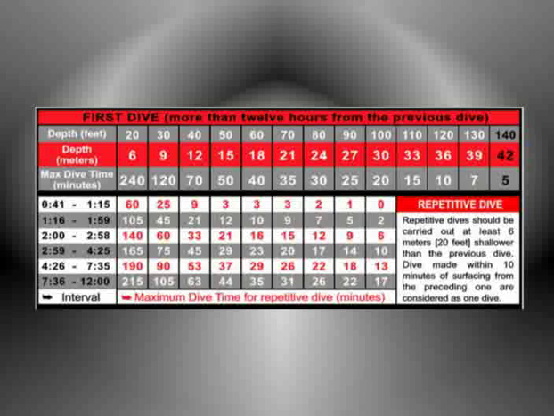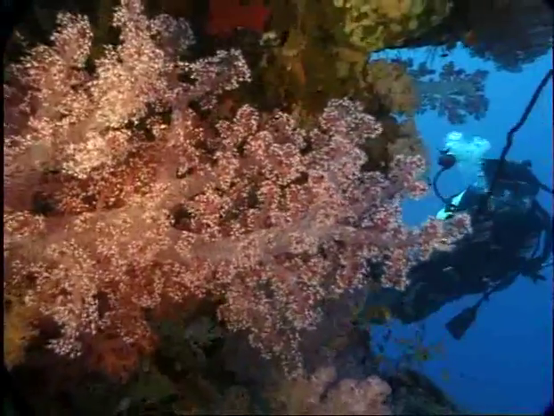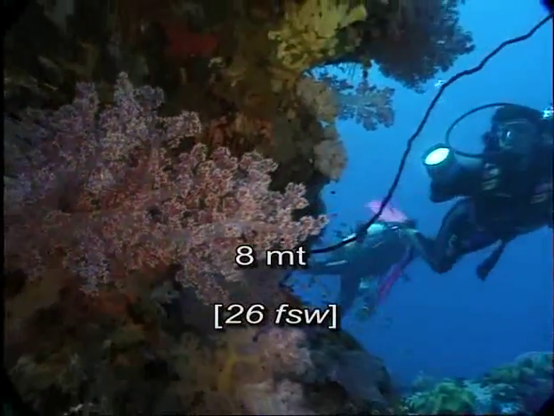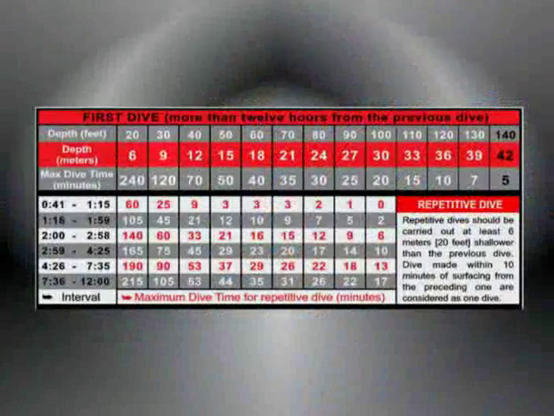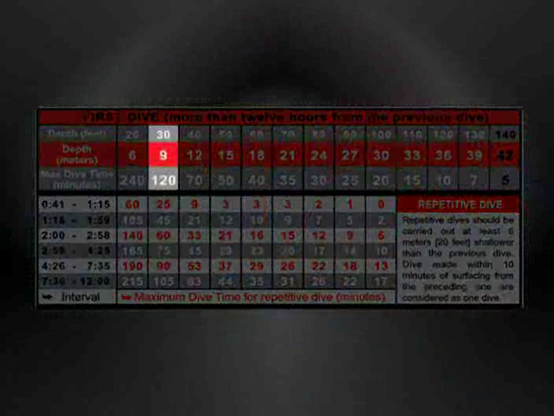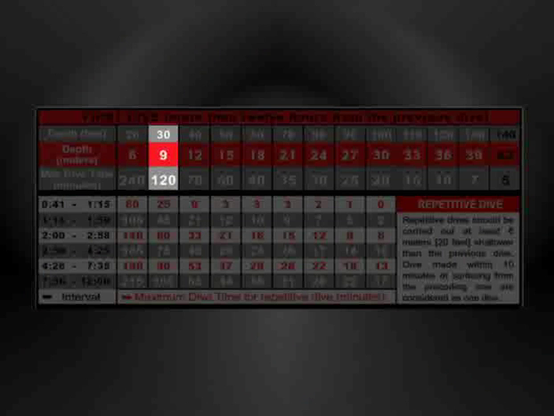Let's look at a practical example. You want to make a dive from the beach to 8 meters, 26 feet. There is no column showing this depth on the table, therefore you have to refer to the next greatest number, which in this case is 9, 30 feet. The table tells you that the maximum time you can stay on this dive is 120 minutes.